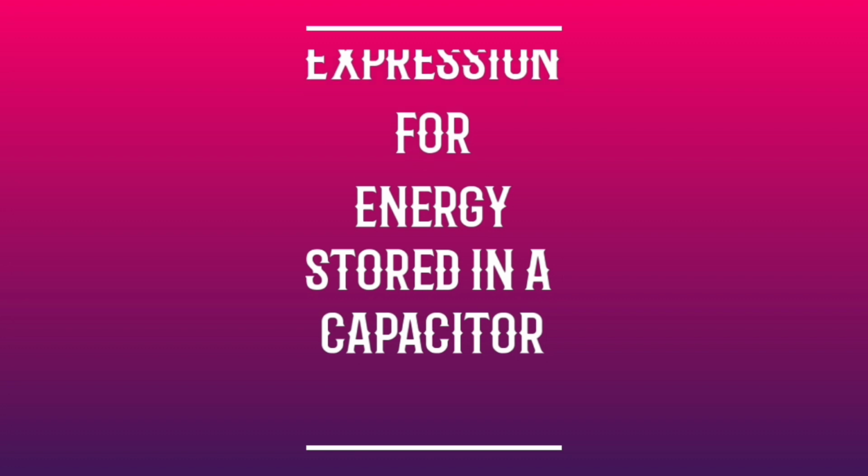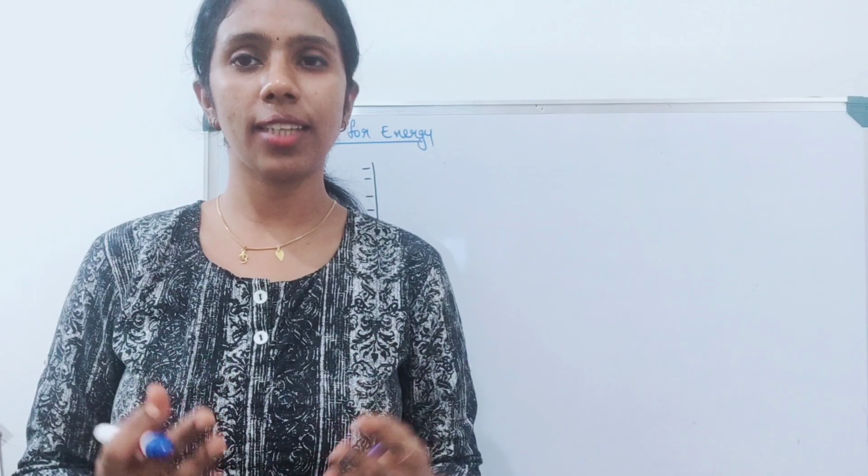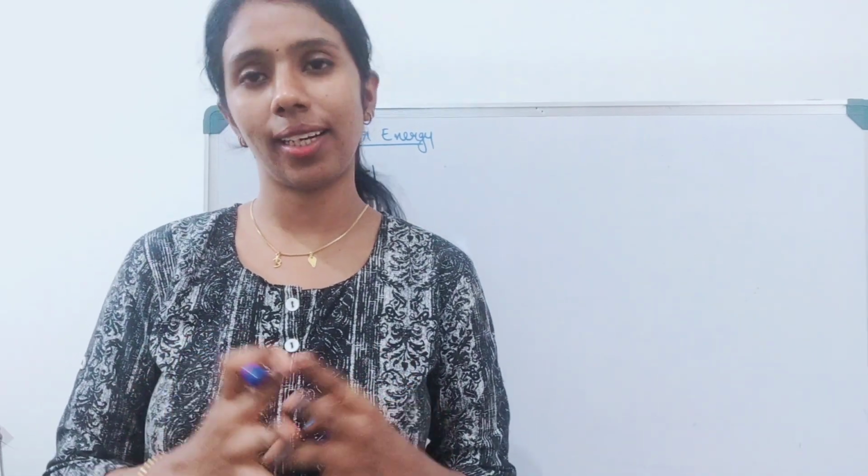Capacitors are devices to store energy. While charging the capacitor, there is transferring of charges from one plate to another plate. And this work done is stored in the form of its electrical potential energy. And this energy is from the battery at the expense of its chemical energy, and it can be recovered by allowing the discharging of the capacitors. We will derive an expression for energy stored in a capacitor.